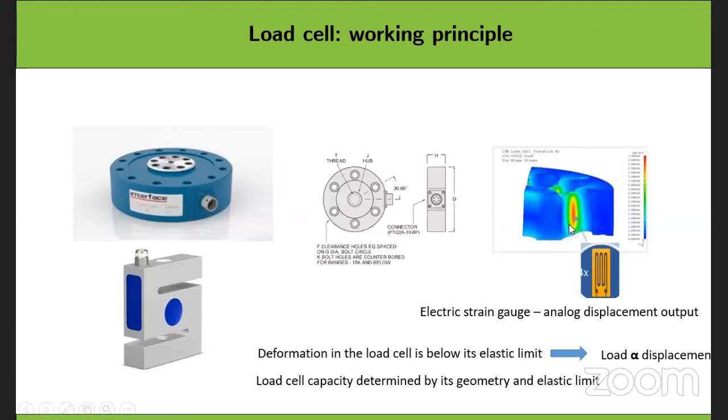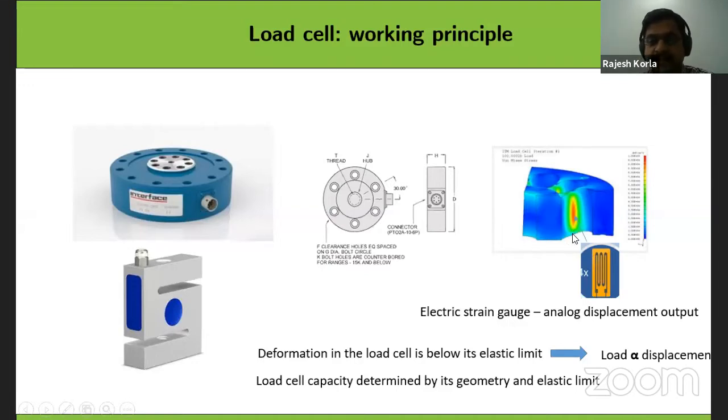Clear, sir. Thank you. So basically, if you apply the load along this direction, either uniaxial tension or uniaxial compression, then these arms are going to deform significantly out of the whole structure, and this deformation should be within the elastic limit only. If you cross this elastic limit, then the load cell is going to be damaged. So on these arms, they are going to keep the elastic strain gauges.